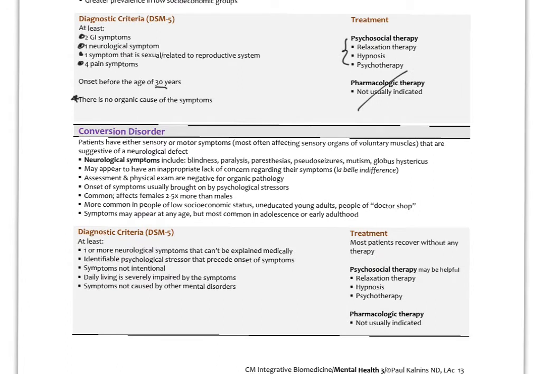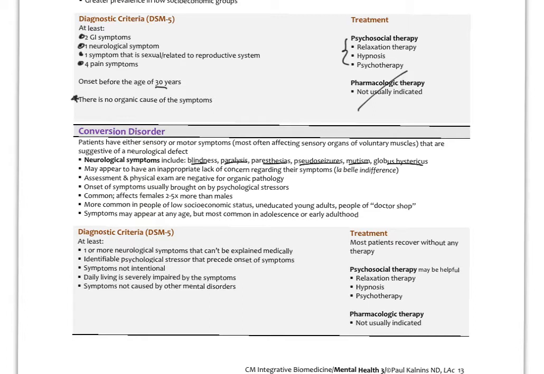Conversion disorder is where patients have either a sensory or motor symptom, most often affecting the sensory system or voluntary muscles, that is suggestive of a neurological deficit. The neurological symptoms would include blindness, paralysis, paresthesia, pseudoseizures, mutism, globus hystericus. They may appear to have an inappropriate lack of concern regarding their symptoms. They seem indifferent to their symptoms, and their assessment and physical exam are negative for any organic pathology.